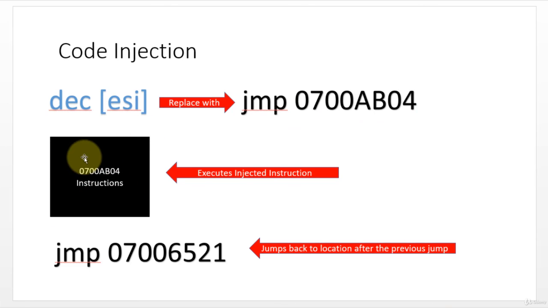Inside here, you will inject whatever instructions of your own which you want, and it will perform all the instructions here. You will execute the injected instructions, and at the end it will jump back to 0706521. This is an example of an address of the location after the previous jump. So this instruction here always comes after the injected code, and it will take you back to the line after the jump and execute the rest of the instructions normally.